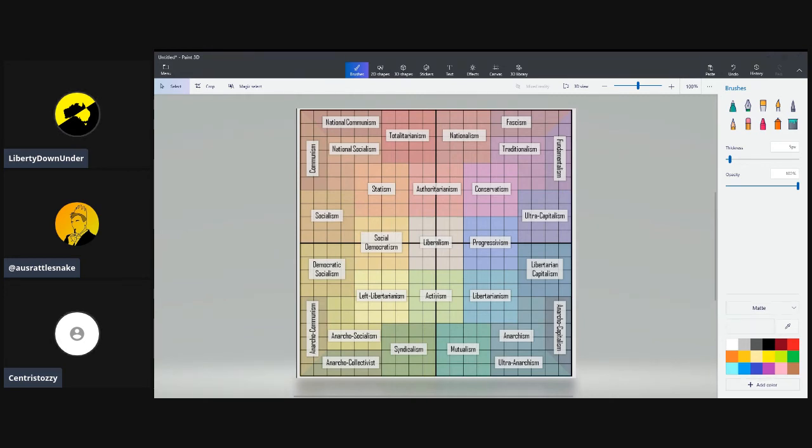So you go ahead, AusRattleSnake. Sorry for cutting in there. You go ahead, I've kind of forgotten what I was going to say. Sorry about that. No, that's all right. Oh, actually, that's what it was.